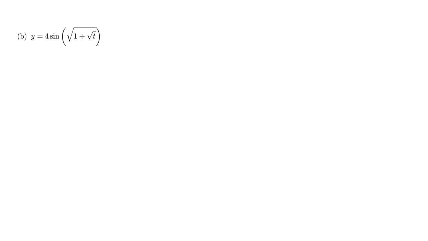Okay, so this is a little bit more intricate, and what we're going to notice here is that we're actually going to have to use the chain rule multiple times. So let me first simplify it for you. Let's set u to be the square root of 1 plus square root of t. And notice that one of the first steps when you're doing a chain rule problem is to identify the innermost function. Well, in this case, the outer function is sine.